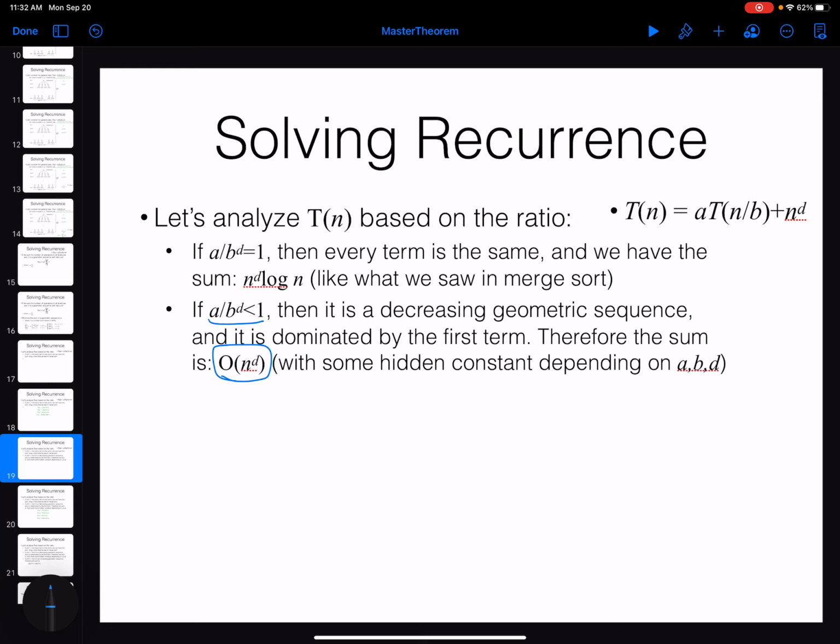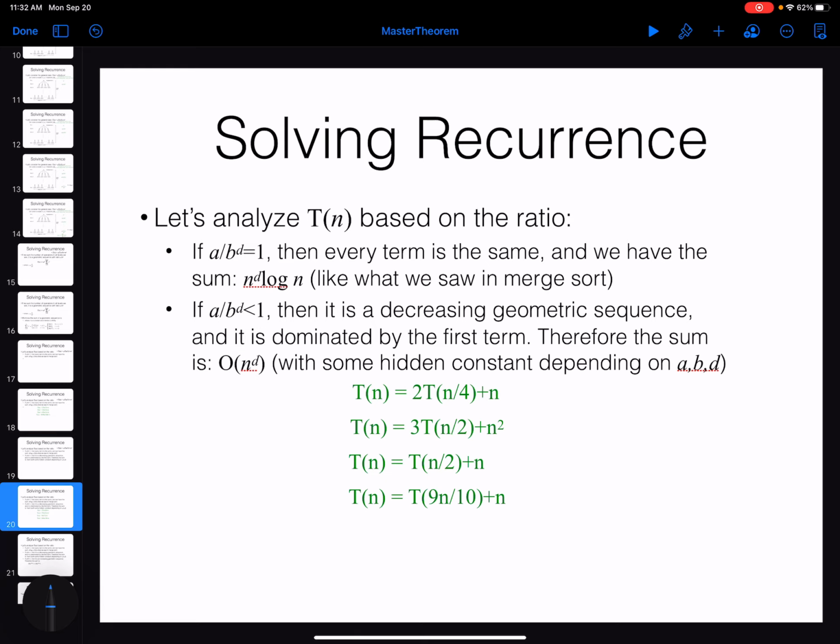Okay, so what are some examples of this? These are 4 different examples of the second case. For each of them, for example, for this one, if you calculate the ratio, A is 3, B is 2, D is 2. What is the ratio? The ratio was A divided by B to the power of D. 3 divided by 2 to the power of 2. This is going to be 3/4. This is less than 1, right? So it falls in the second case.